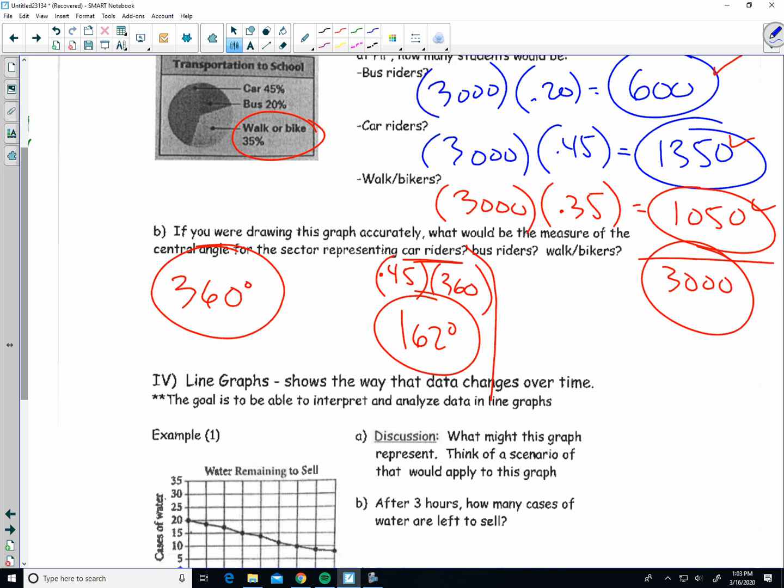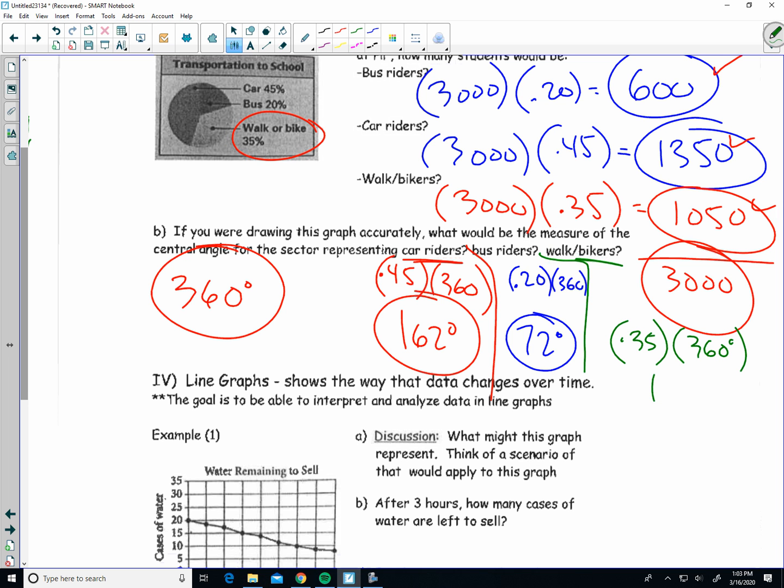Our bus riders, on the other hand, are making 20% of that circle, so 20% of the 360, which would be roughly about a 72-degree angle. And then, of course, that final central angle there, the walkers and the bikers, those guys are making a 35% chunk of that circle, where that circle, of course, measures 360 degrees. So again, multiply that on your calculator. That central angle will be about 126 degrees. And then if you add them all up again, they should total 360.